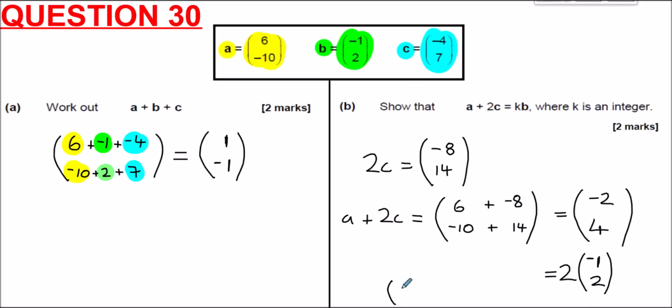And so, essentially, K equals 2. And B is what we've got here, because B is minus 1, 2. So when we factorise A plus 2C here, we get 2 lots of vector B. And so this just proves that when you do the arithmetic, it drops out as 2 lots of vector B. And that's the question complete, and therefore the whole paper completed.